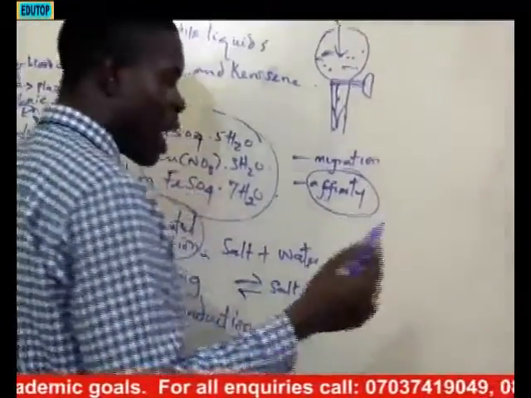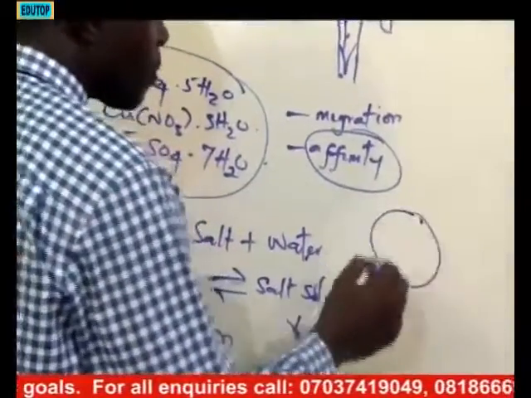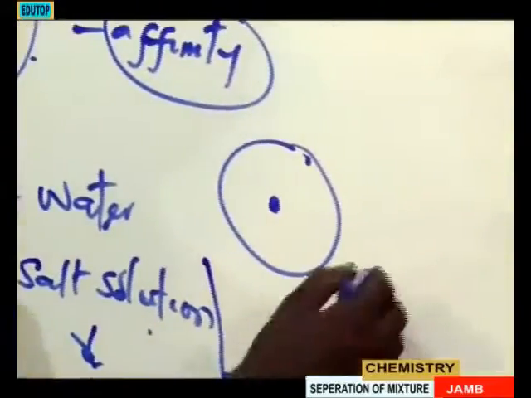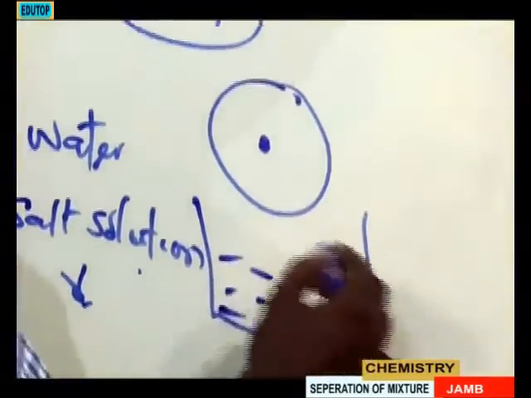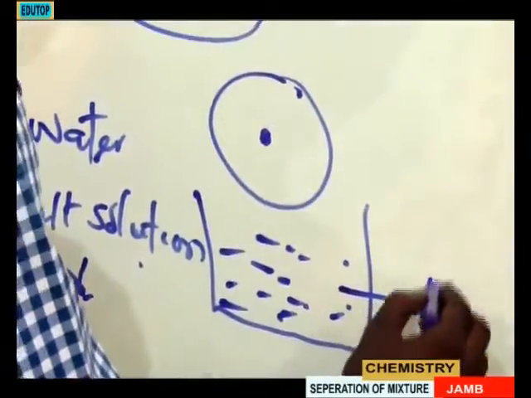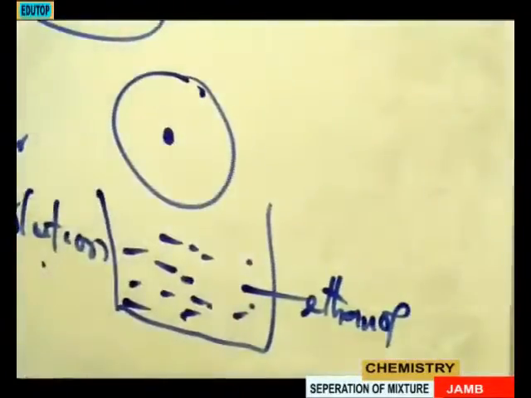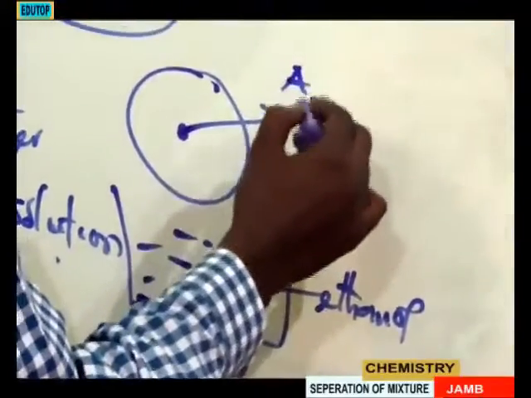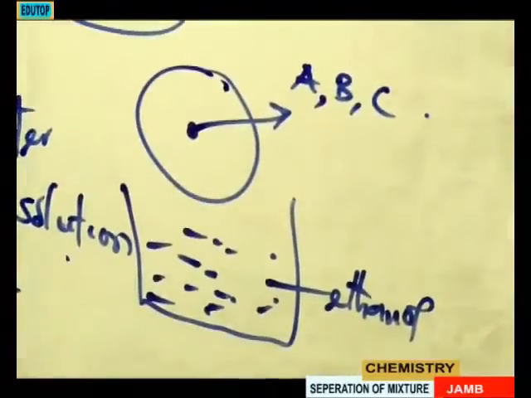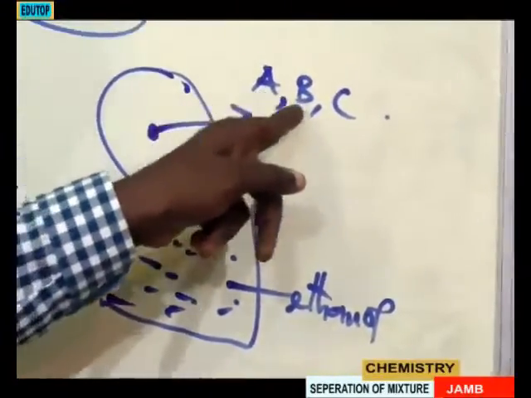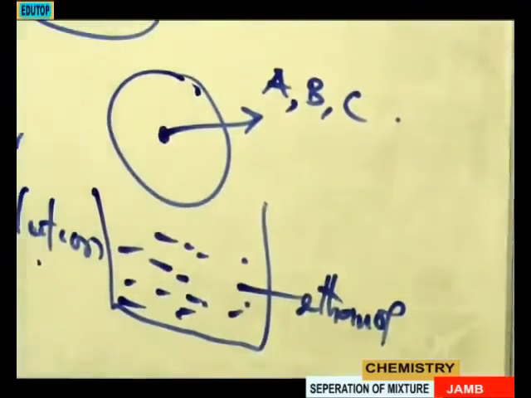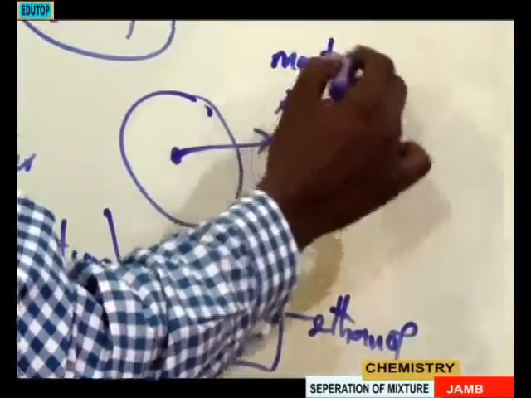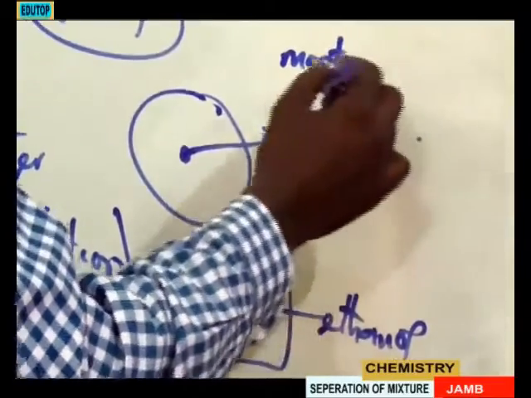What am I saying? Take your ink, for example. You have a porous paper, and let it be spotted. As it is spotted here, you bring a solution containing, let's say, ethanol. The ink that is spotted has so many substances in it. Let's say substance A, substance B, and substance C. Every substance has a different affinity for a particular solvent. Let's say in this scenario, the affinity of A is the most, followed by B. So this one is the most.